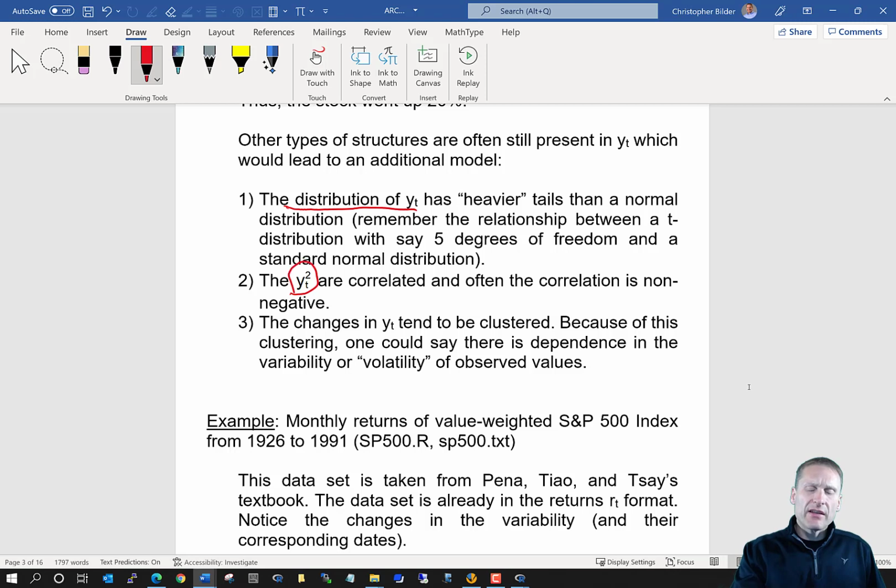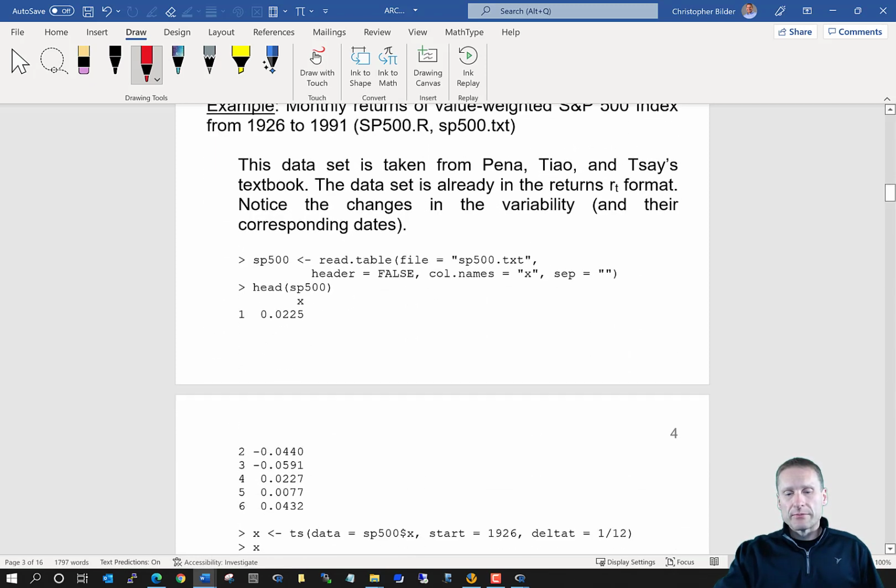Also, what's very interesting is that these y sub t squares, so perhaps this is some measurement of the return of the particular stock, the squared terms are correlated, meaning that you have autocorrelation in the squared terms. Very, very interesting. Also, these changes in the y sub t tend to be clustered. So because of that, one could say that there's maybe dependence in the variability or the volatility of these observed values. So let's take a look at two quick examples showing where this occurs.